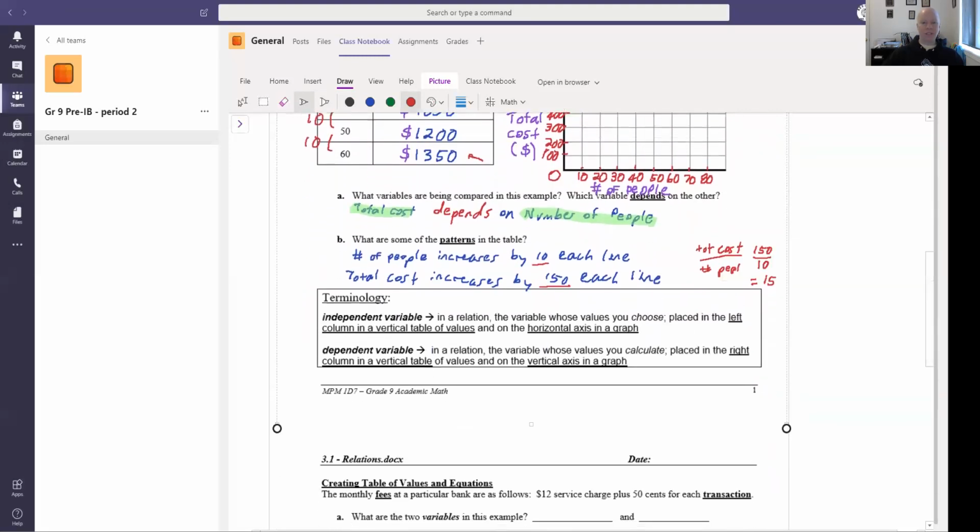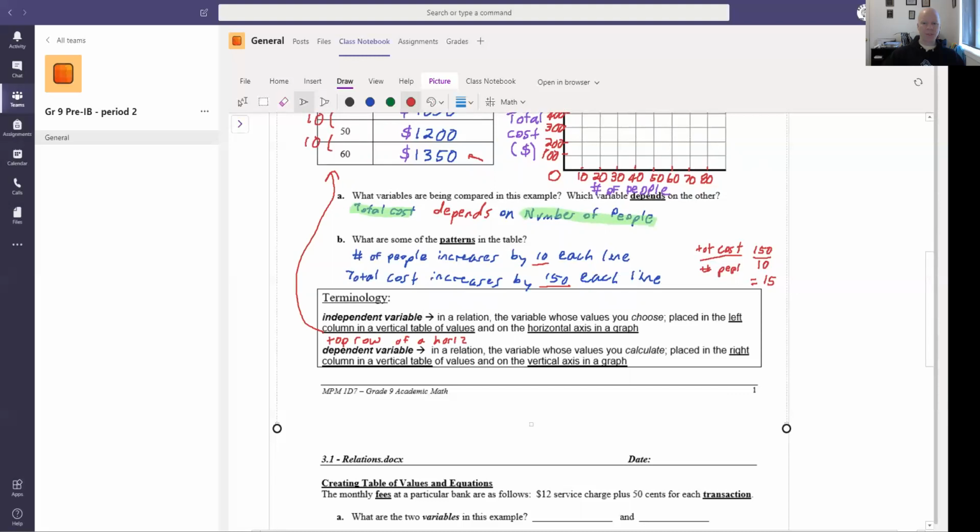Now we come down to the terminology, and we have already discussed this a little bit. The independent variable in a relation is the variable whose values you choose. We chose the number of people attending the banquet. It's placed in the left column of a vertical table, and on the horizontal axis in the graph. I'm also going to add one more small thing: if we had a horizontal table, it's in the top row of a horizontal table.